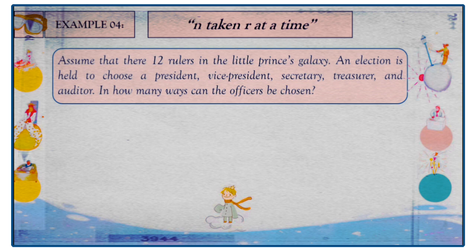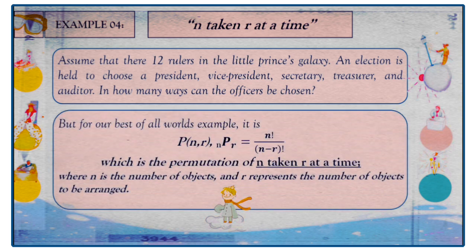So basically here, what I'm trying to say is that it doesn't have to be complicated, it is manageable. And here, assume that there are 12 rulers in the Little Prince's galaxy. An election is held to choose a president, vice president, secretary, treasurer, and auditor. In how many ways can the officers be chosen? Again, this is something that is true in real life. This is something that we see from time to time, especially in classes, right? Before we begin actual work as students, we are asked to vote for who would like to be the president of the class and so on, the class officers.